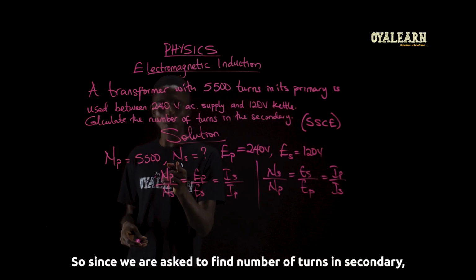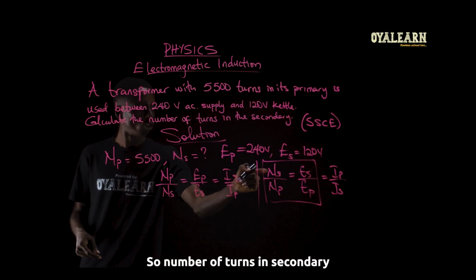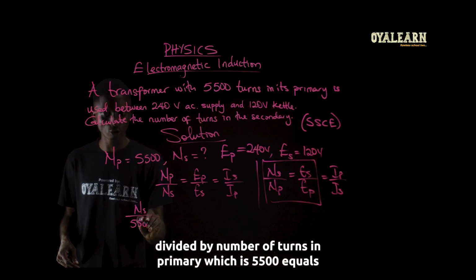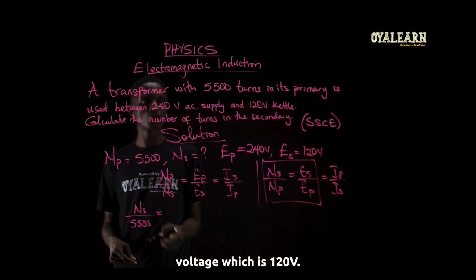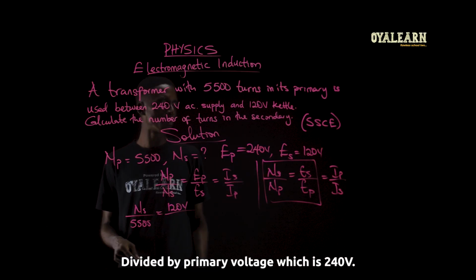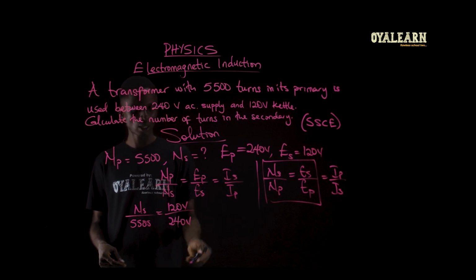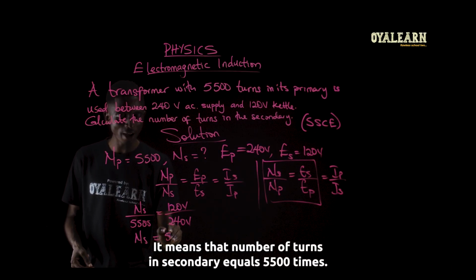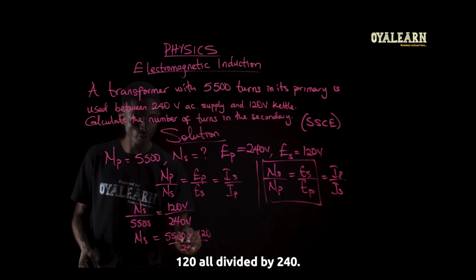So since we are asked to find the number of turns in the secondary, I'm going to use this part here to solve it. So number of turns in secondary divided by number of turns in primary, which is 5,500, equals the secondary voltage, which is 120 volts, divided by primary voltage, which is 240 volts. Now, what does this imply? It means that number of turns in secondary equals 5,500 times 120 all divided by 240.